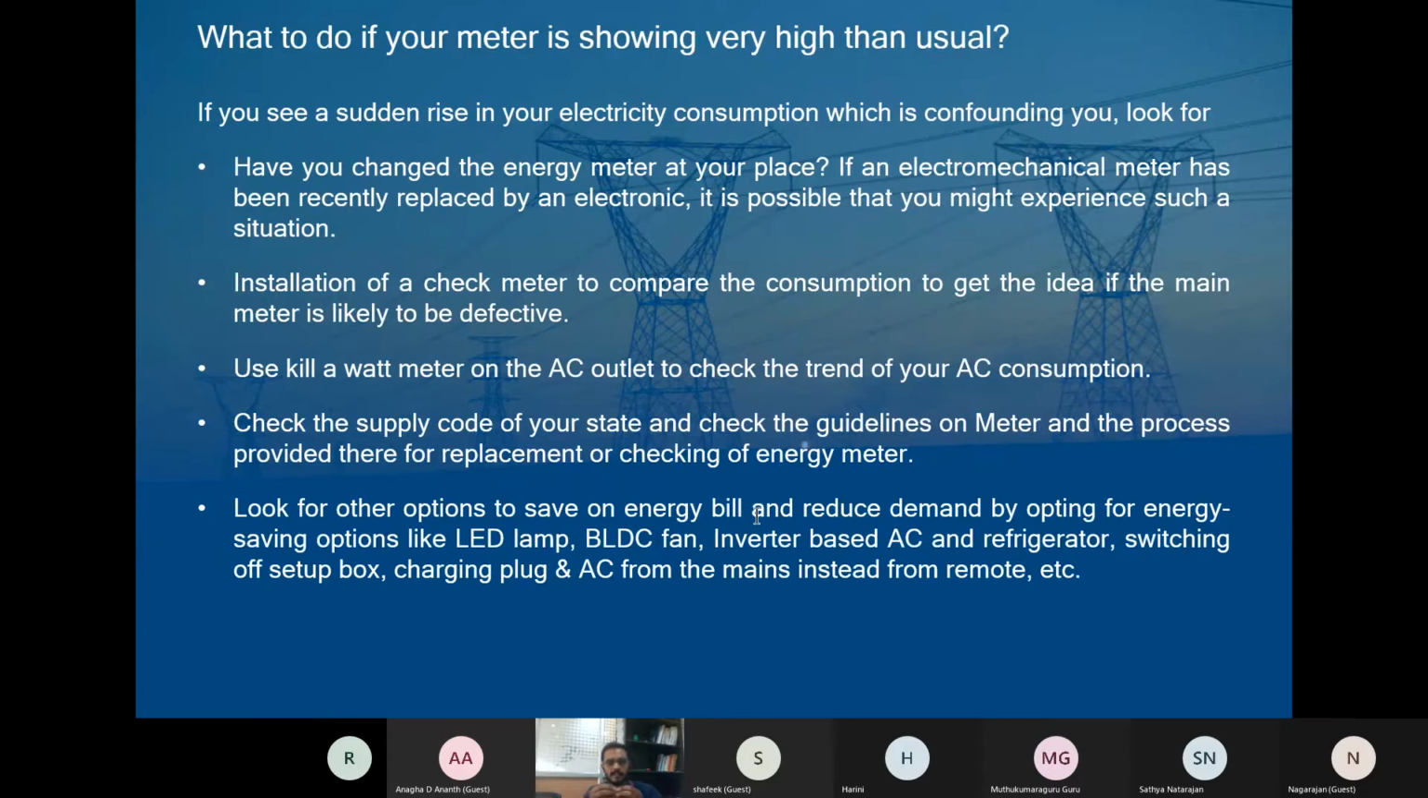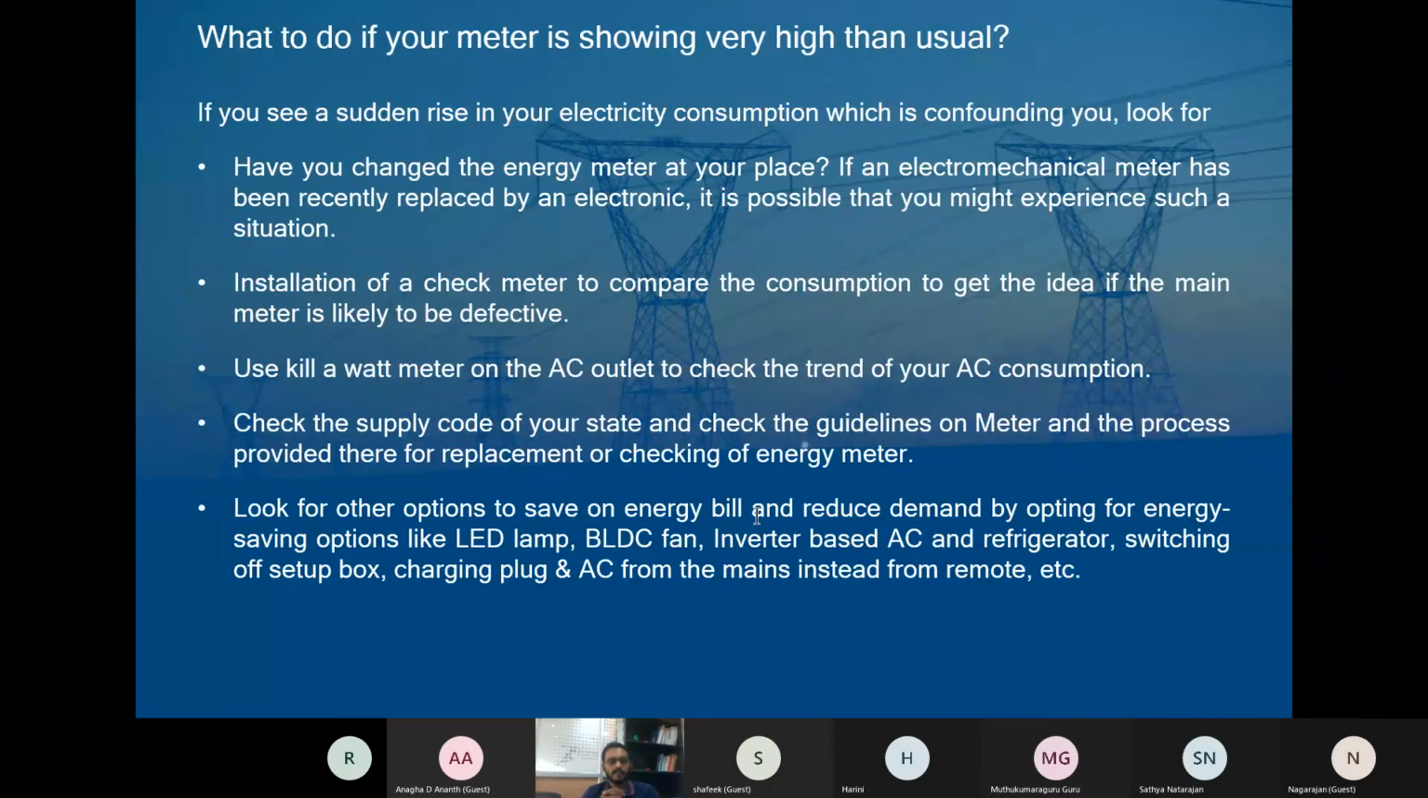Install a check meter to compare the consumption and get an idea if the main meter is likely to be defective, or the best thing is to use a kilowatt meter on the AC outlet to check the trend of consumption of each and every appliance. Check the supply code of your state and then check the guidelines and process provided there for the replacement or checking of the meter. The cost of the new energy meter is to be borne by the consumer, since the cost of the original installation was also borne by him only.